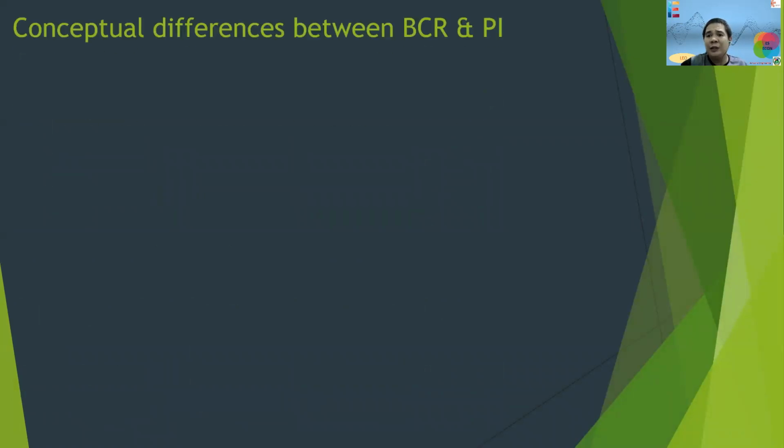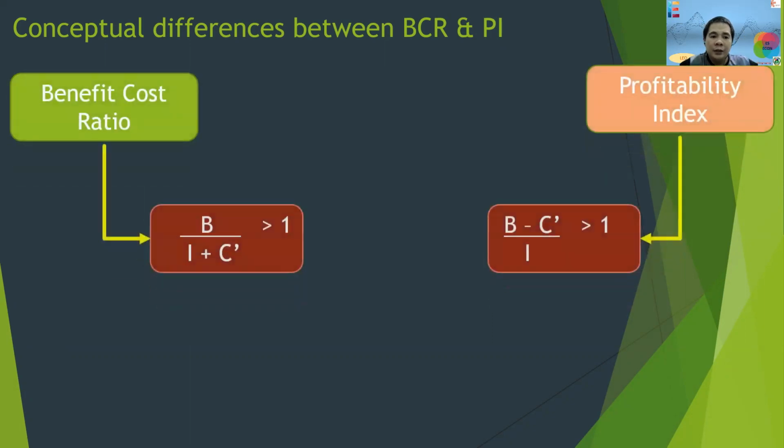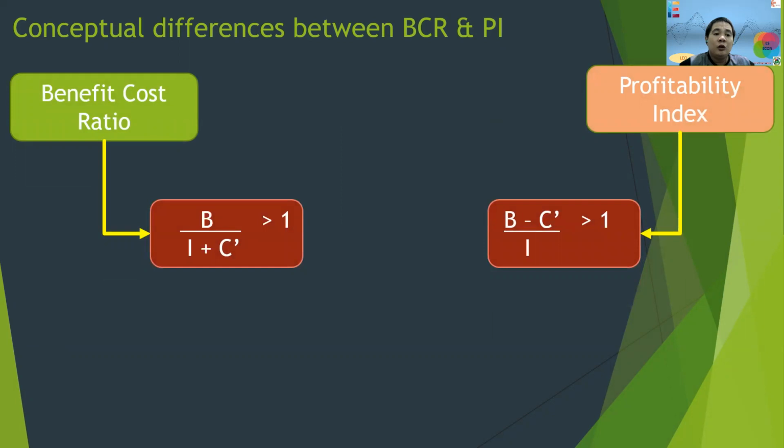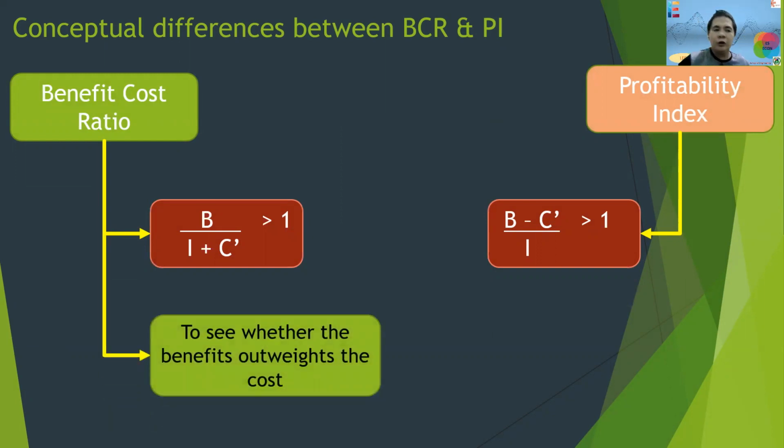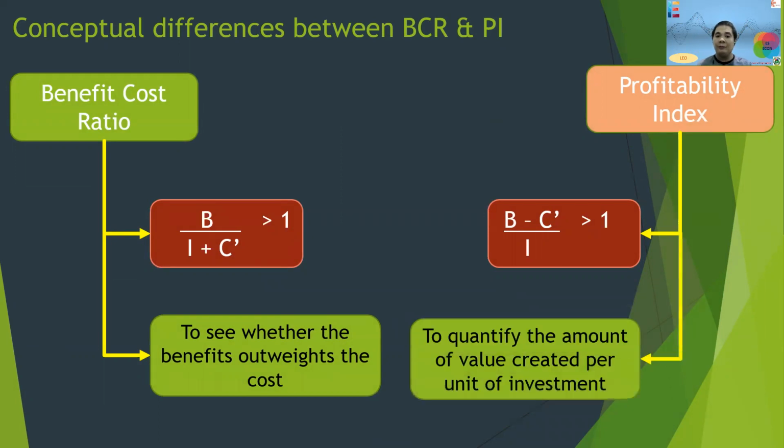So what are the differences between the BC ratio and the profitability index? Number one, the formula. BC ratio is B over I plus C hat, and for profitability index, that is B minus C hat over I. For the benefit cost ratio, it is to see whether the benefits outweigh your cost. For profitability index, you are trying to quantify the value created per unit of investment. Okay?